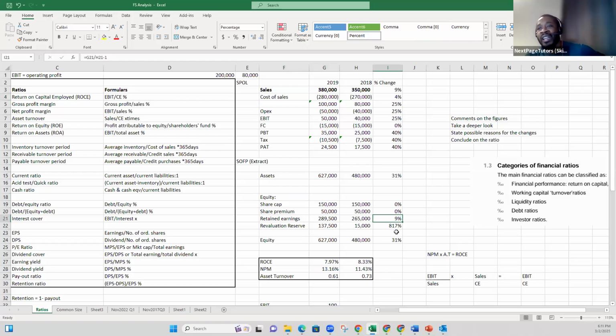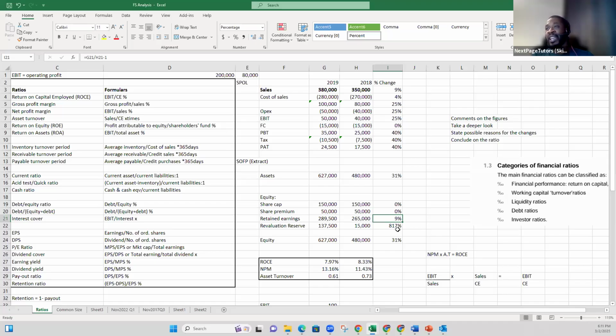And the last one, asset turnover. That's 380,000 divided by 627,000, and that shows that number. That's the way we've been discussing the formula. Then we did the same thing across the two years, the same thing in 2018, and we want to interpret these three numbers across the two years.